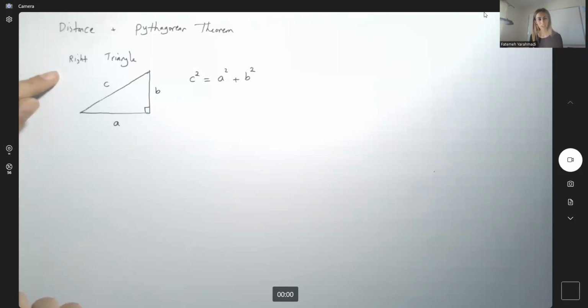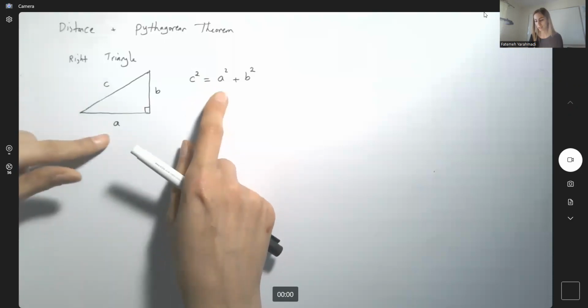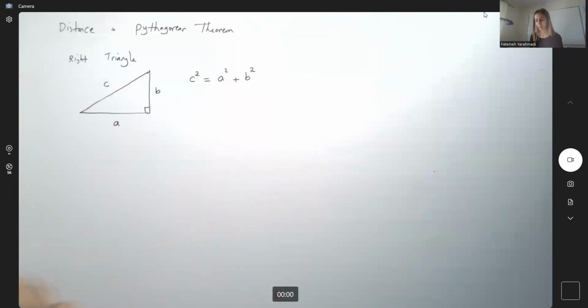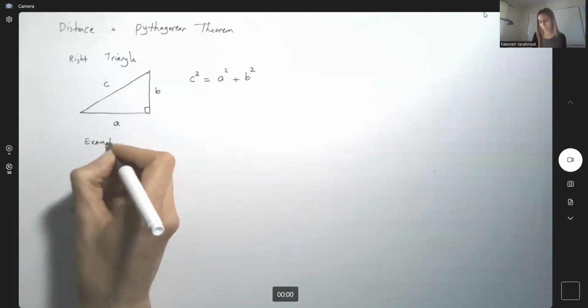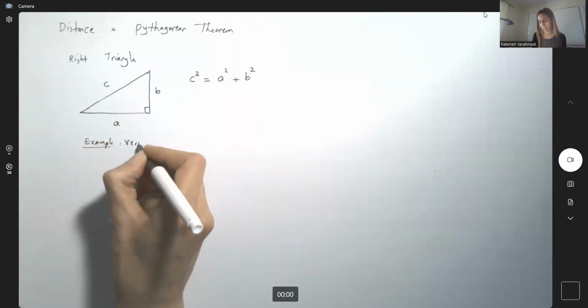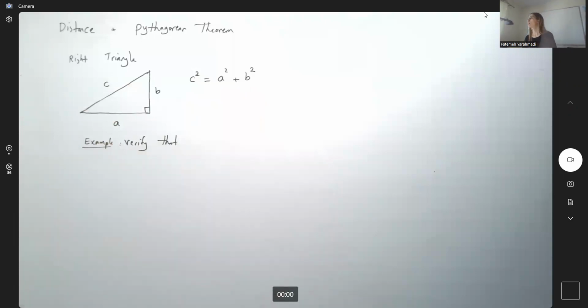Remember that if we have a right triangle, the Pythagorean theorem says c squared is equal to a squared plus b squared. Let's take a look at this example. This example says, hey, verify that. Let me follow the example in the notes.